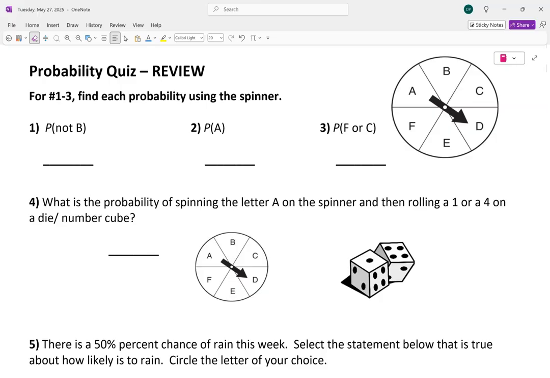Okay, we got Jack Black. Let's hear it for Jack Black. Okay, Jack, let's go. How do we do number 1?